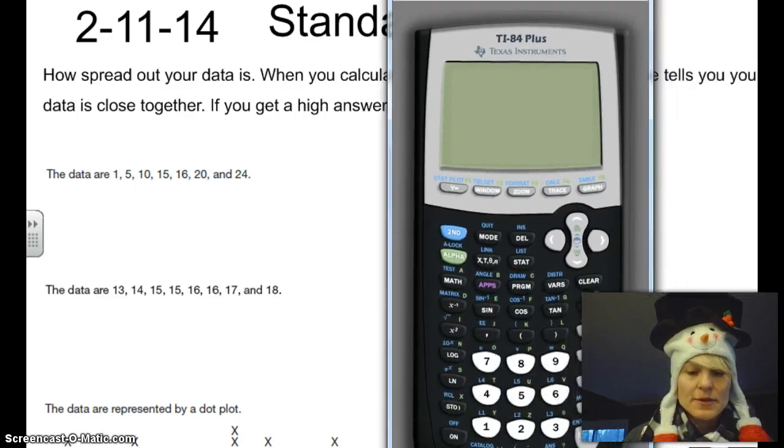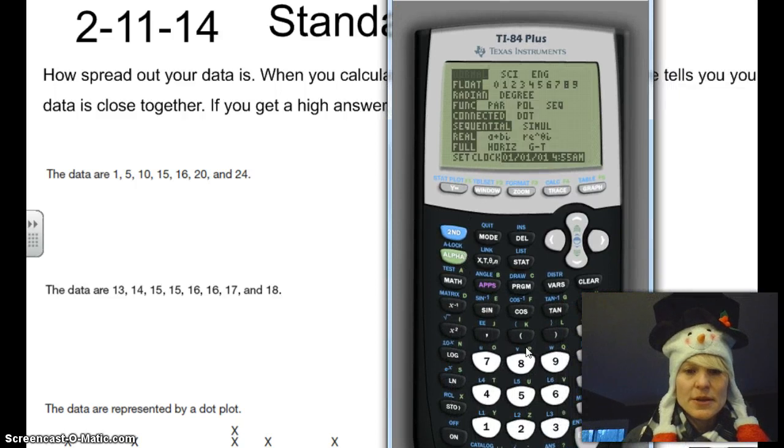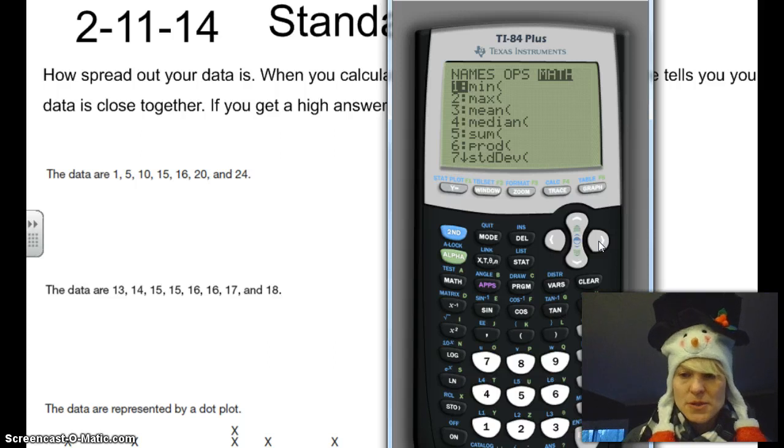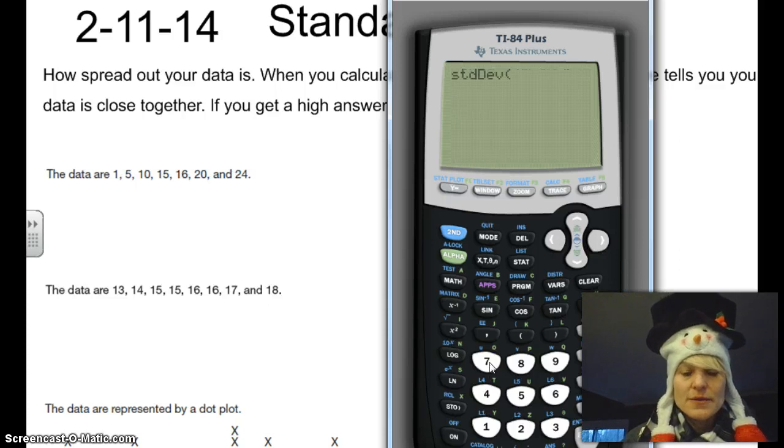On our calculators, what we're going to do is turn the calculator on. You might want to write down these calculator steps. We go to second list, that's the blue words above the stat. We're going to go over to math. You might write yourself a note: second list, and over to math, especially if you don't have a calculator. You want to have some notes for when you get to school, where you can use one. Then you can see number 7 here is standard deviation. So we hit 7.